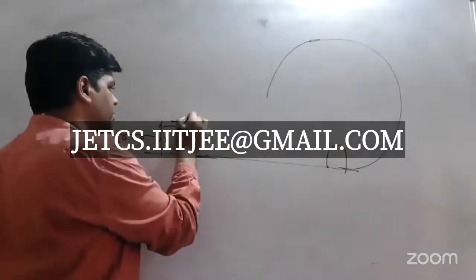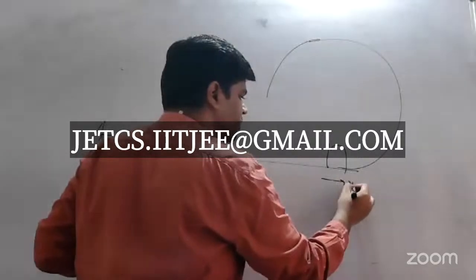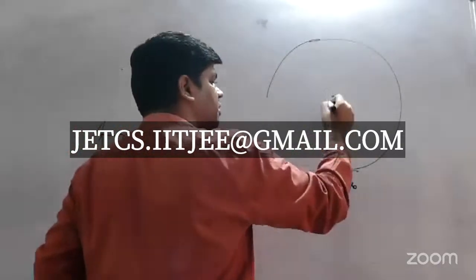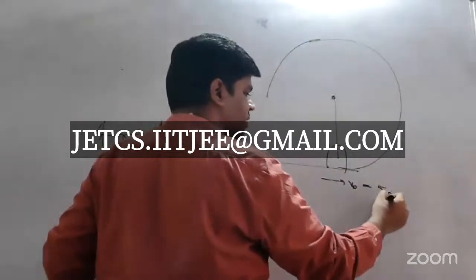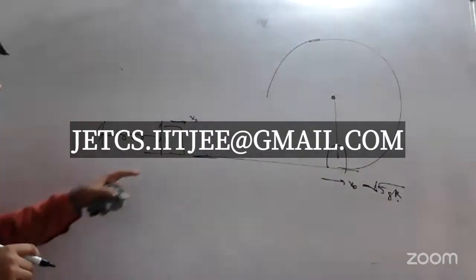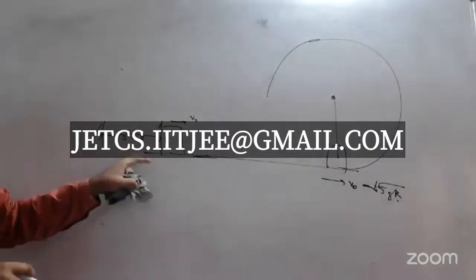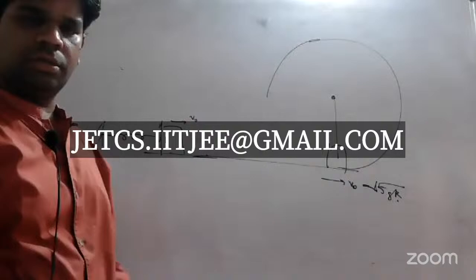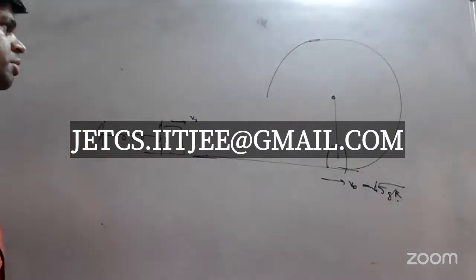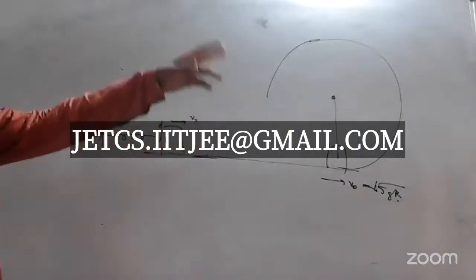Let's say it reaches the maximum speed v naught, it will move with the same speed v naught. I have to determine, what should be v naught for it to complete this circle? V naught should be at least root of 5 gr. The question now is, what should be the compression in the spring for it to complete this circle?